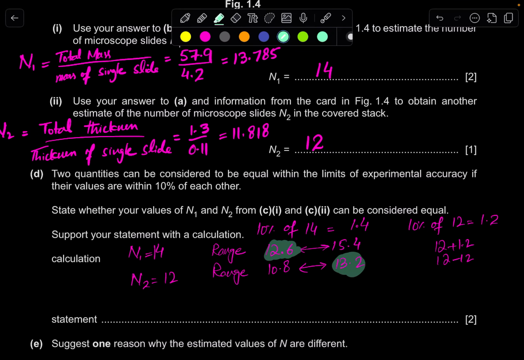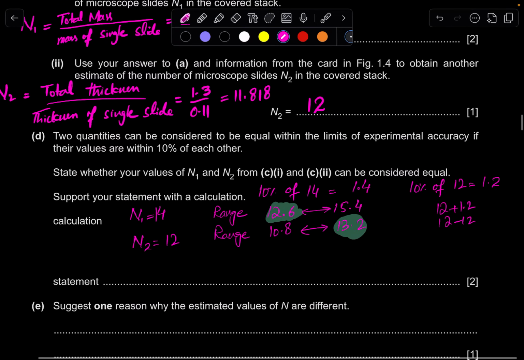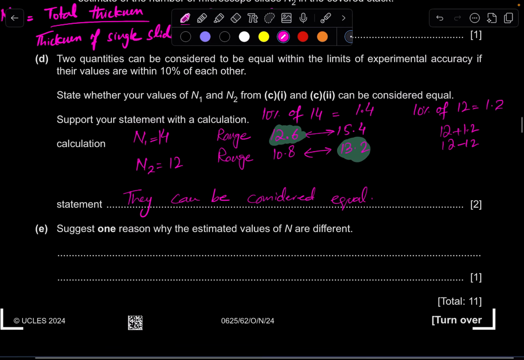Okay, so if you see these values here, this is 12.6, this is 13.2. So both the ranges are overlapping with each other, right? So they can be considered as equal when they are overlapping, right? So they can be considered equal. Okay, let's move to the next part.